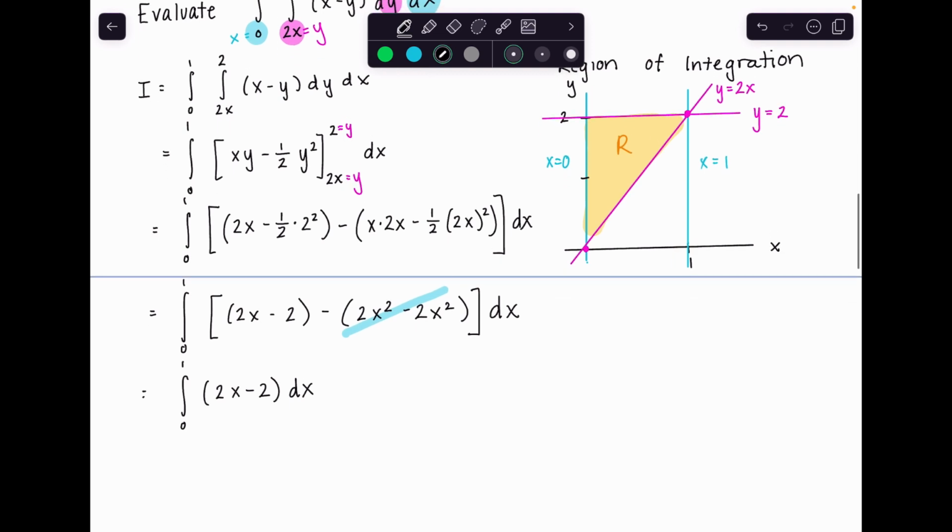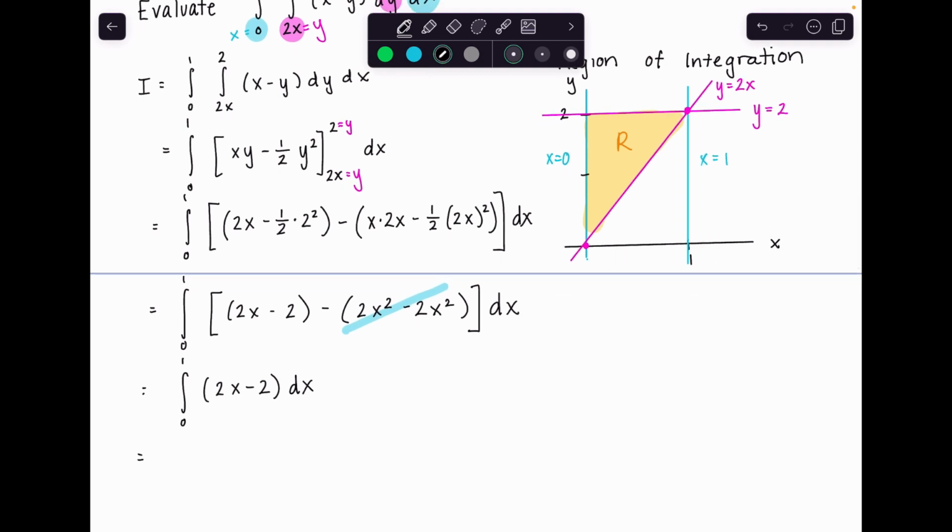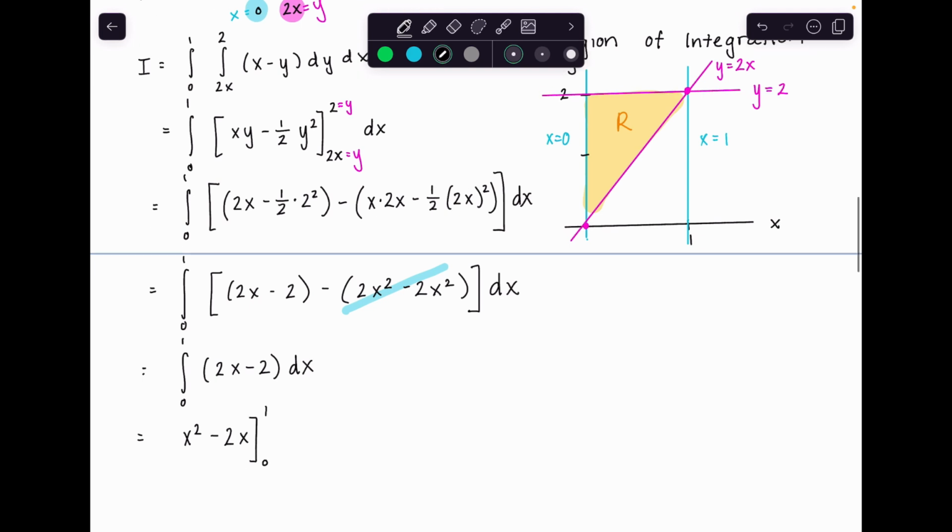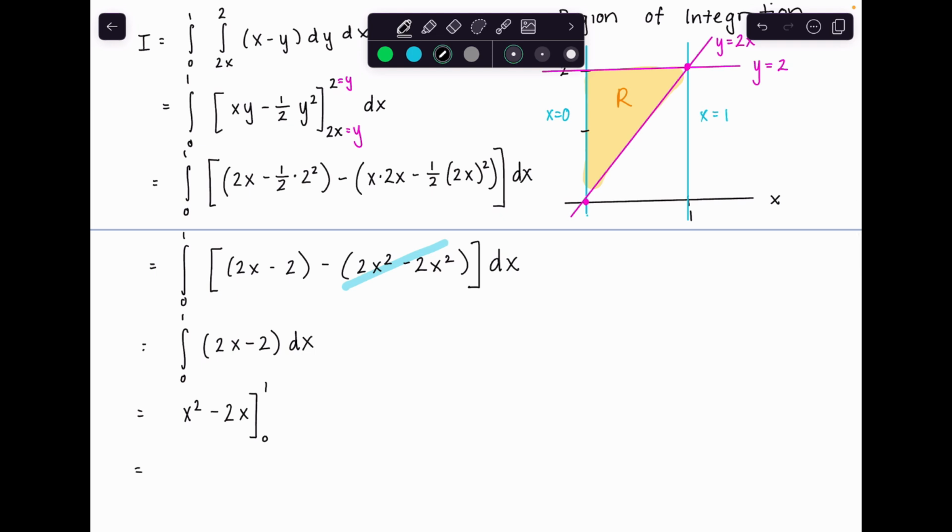And then that is just a nice polynomial we reverse. So its antiderivative is x squared minus 2x, evaluated from 0 to 1. Plugging in 1 gives us 1 minus 2. Plugging in 0 is 0 minus 0. So 1 minus 2 gives us negative 1. So this integral is equal to negative 1.